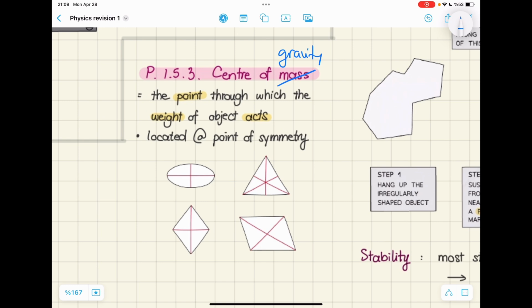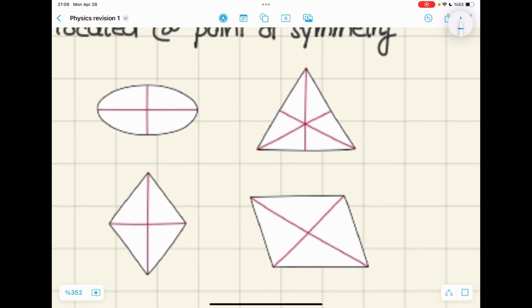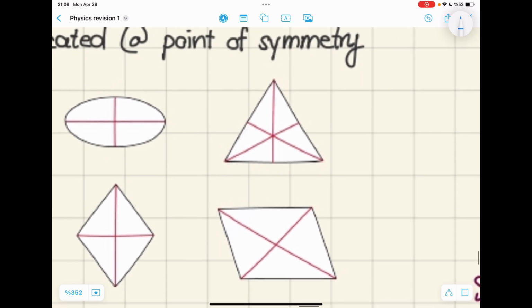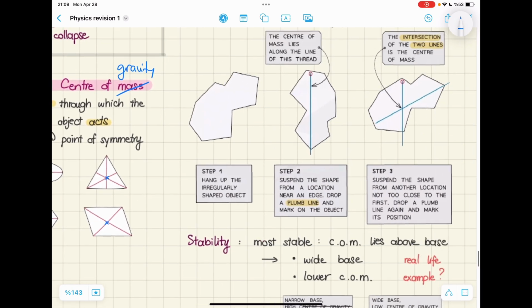The point through which the weight of an object acts, located at a point of symmetry. So these are all regular objects. Basically, if you put two symmetrical lines and divide an object in two symmetrical parts, at the cross section of these two lines, you will have a center of mass or center of gravity. That is center of gravity, not or.